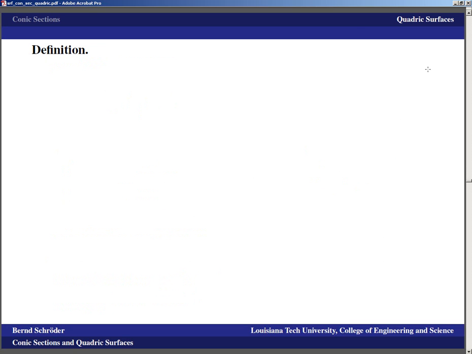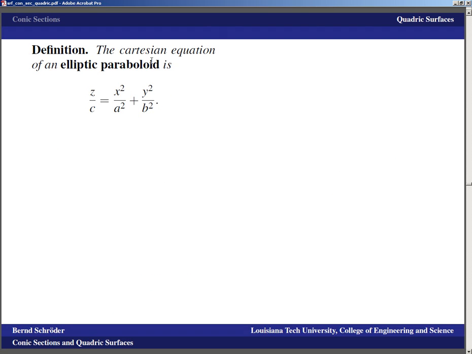Okay, the Cartesian equation of an elliptic paraboloid is z over c equals x squared over a squared plus y squared over b squared. Again, you can see that there are parabolas in there, because as soon as we suppress x or y, we end up with z being something depending on x squared or depending only on y squared, and so that means that the vertical cross sections are parabolas. And if we hold the z constant, well, then we get an equation of an ellipse, so the horizontal cross sections are ellipses.